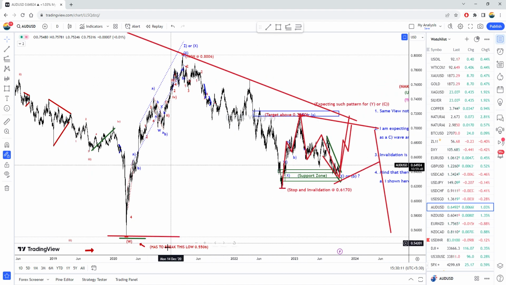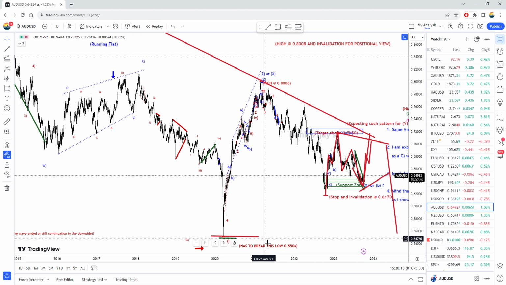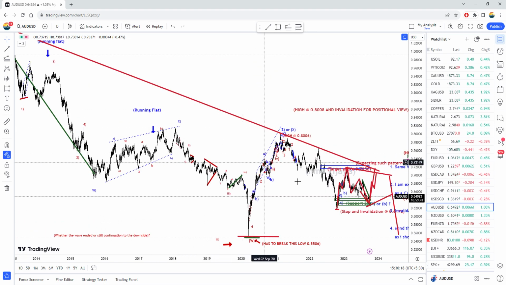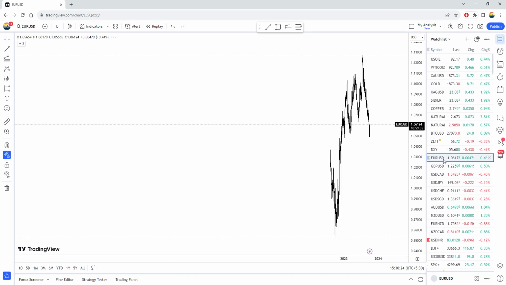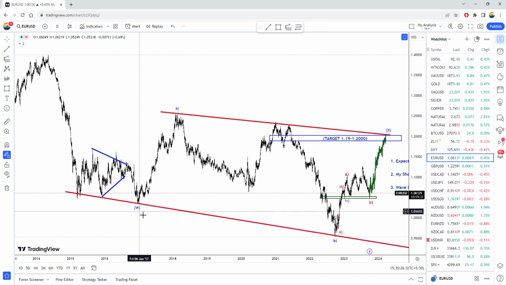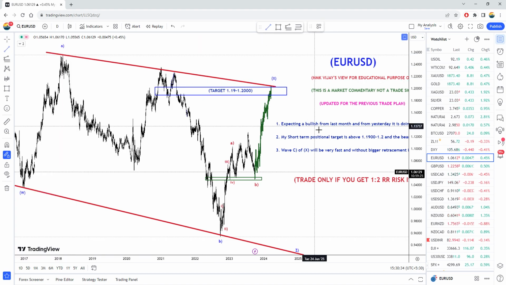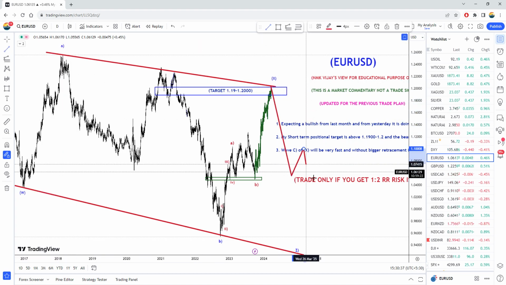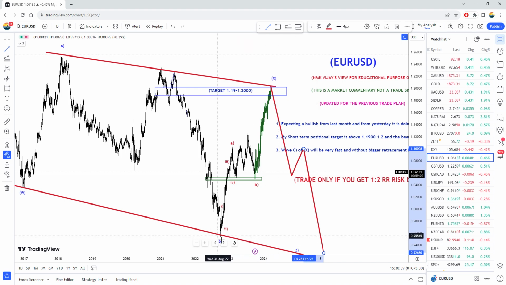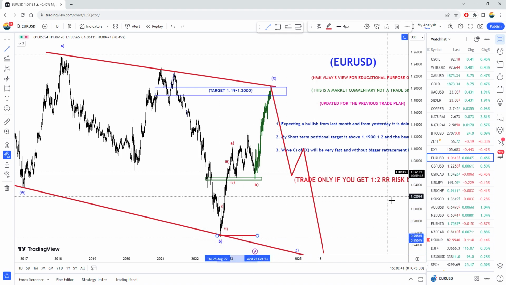It needs to break this low, that is my positional target. Two years ago itself, I already mentioned my target in Australian dollar and New Zealand dollar: to break the previous COVID low. But Euro USD has already broken the previous low, and that was my target, and it has already been reached. But even now I'm expecting another three-wave structure for the positional target to break below the previous low, this one. So that is my target in Euro USD.